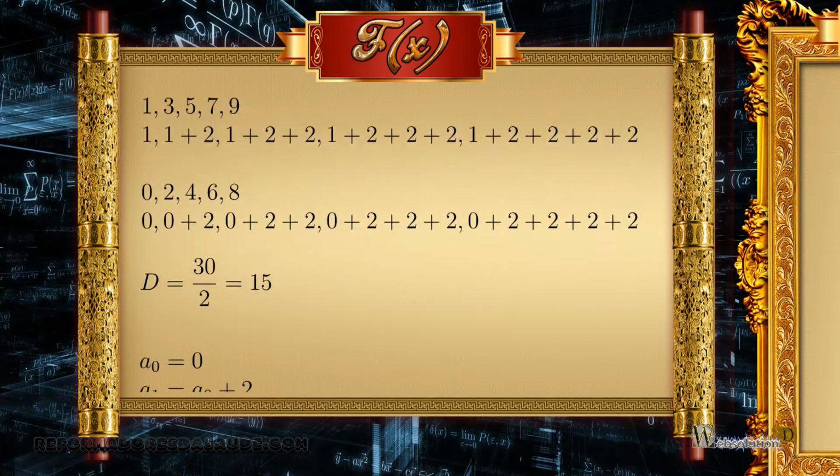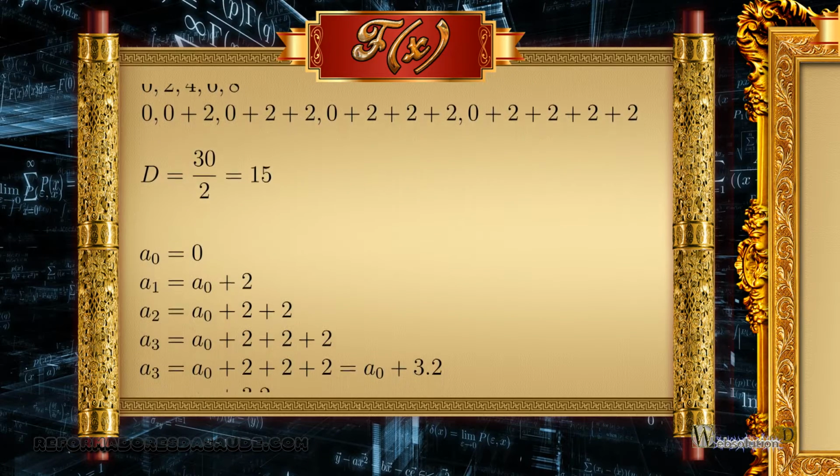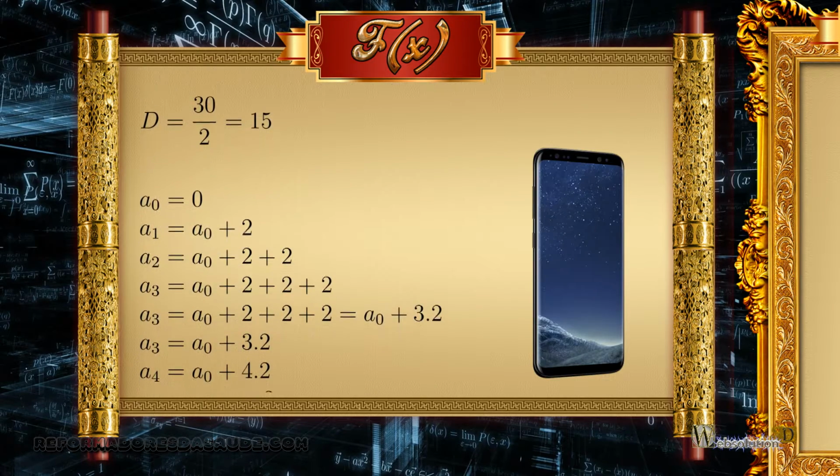But what would be the use of this type of calculation? Let's say that every day you post 2 images on your social media. How many days would it take to post 30 images? Now, I could divide 30 by 2 and I would have 15 days. But let's see how we do this using arithmetic progression.